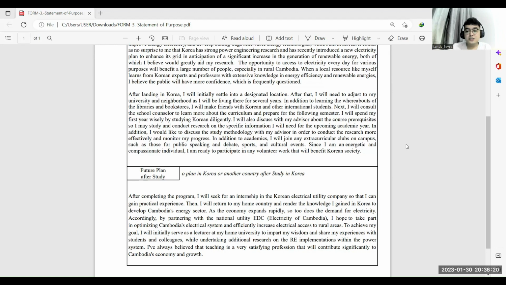In addition to academics, I will join any extracurricular clubs on campus, such as those for public speaking and debates, sports, and cultural events. Since I'm an energetic and compassionate individual, I'm ready to participate in any voluntary work that will benefit Korean society.